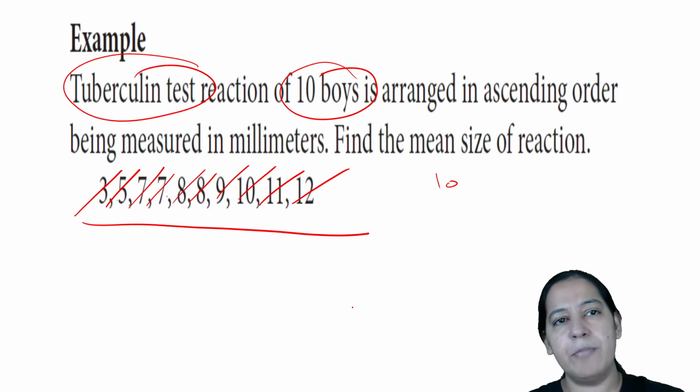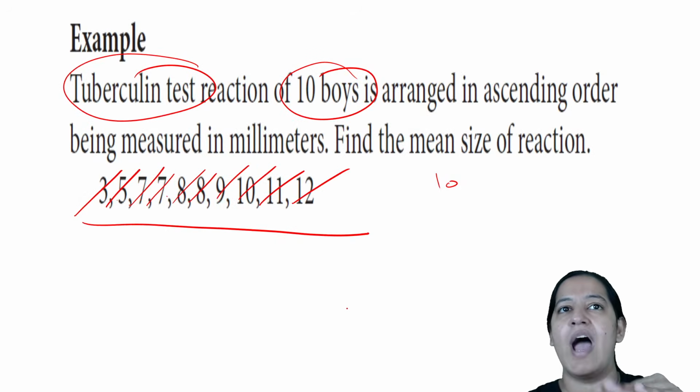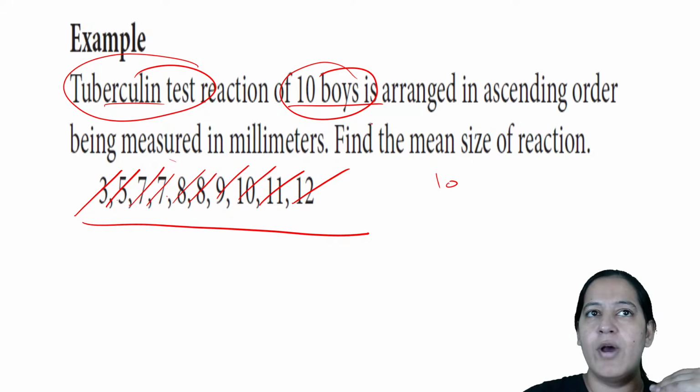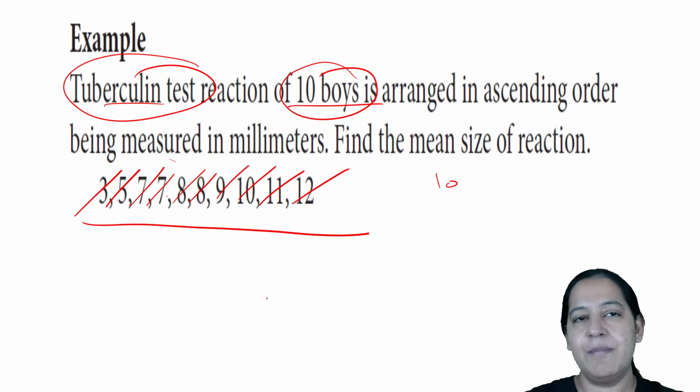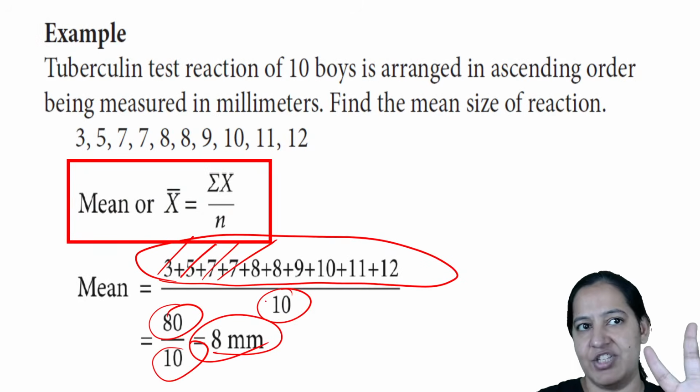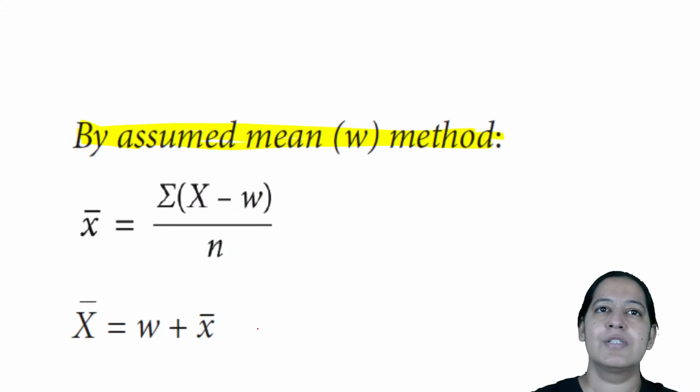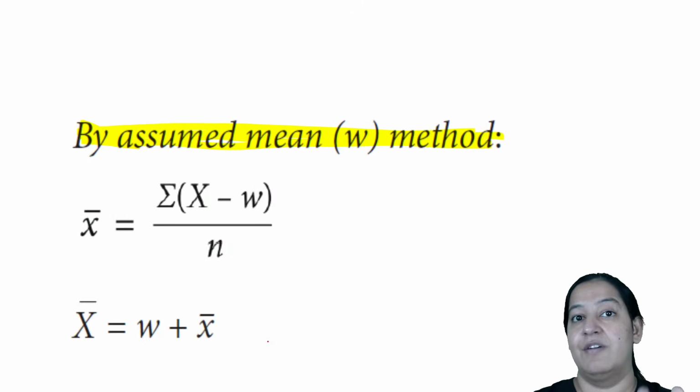So I'm not telling you all the values. I'm telling you I have done the tuberculin test for 10 boys and the mean is 8 millimeter. So 8 millimeter is the mean, showing the average. Done. That is the first example. Done. Now I'm telling you another method for bigger numericals.